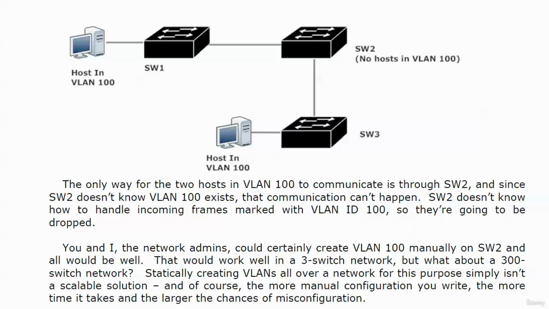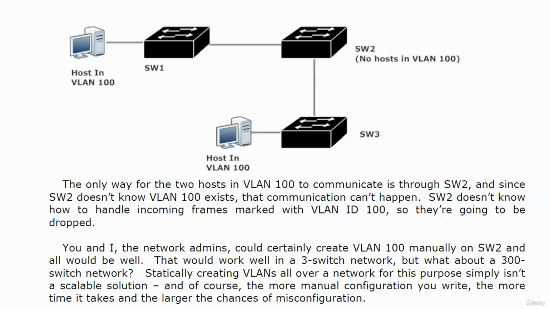dropped. Now, of course, in a 3-switch network, you and I, the network admins, could create VLAN 100 manually on switch 2. Everything would be just beautiful. That would work okay in a 3-switch network. I mentioned that it would work well. I'm not even sure I'd go that far, because what we always want to look for in networking is a scalable solution because we need to assume our networks are going to grow and grow and grow.